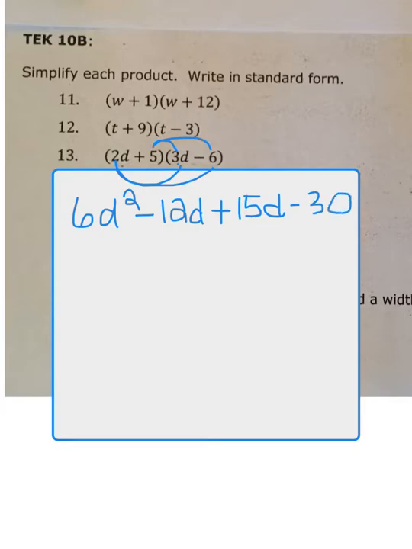Okay, I'm going to go back and combine things that can be combined. And I'm left with 6d squared plus 3d minus 30.